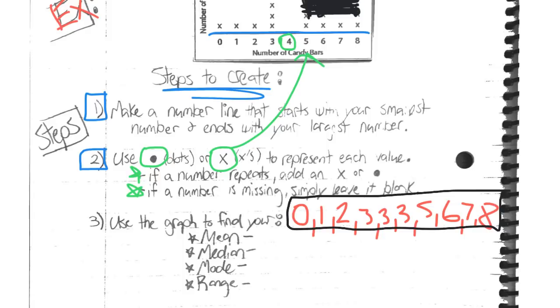So our first one is our mean. Think about what mean means. Our mean is our average. So that means we're going to have to add all of our numbers together over here and see what our total is. So 0, 1, 2, 3, 5, 6, 7, and 8. We have to add those all together. So give me a second here.